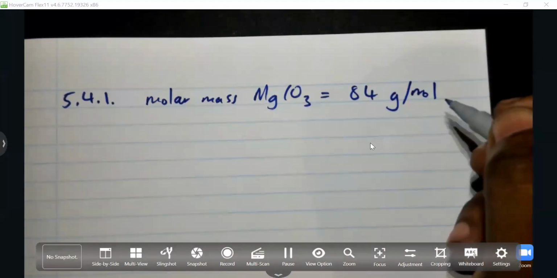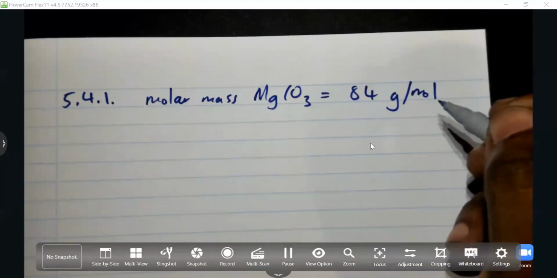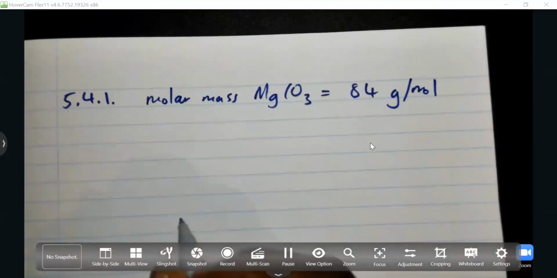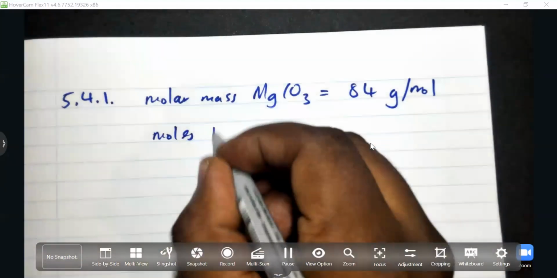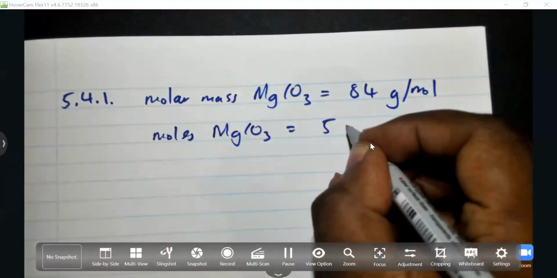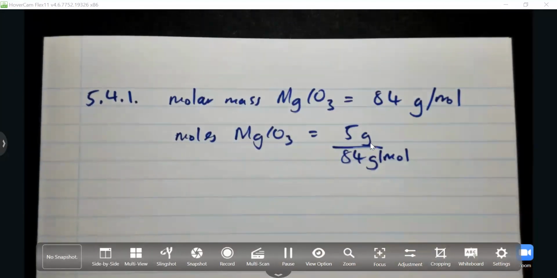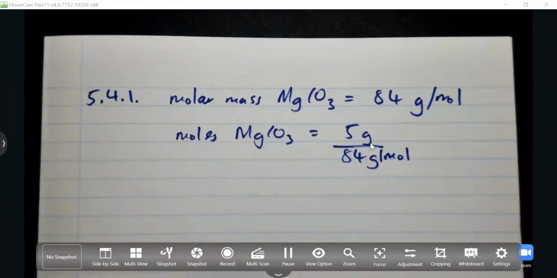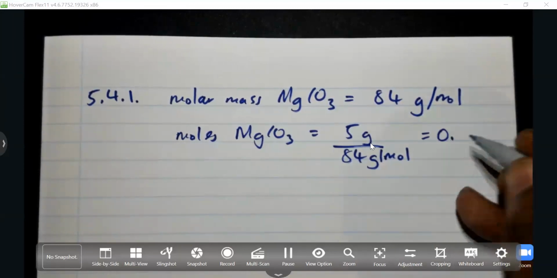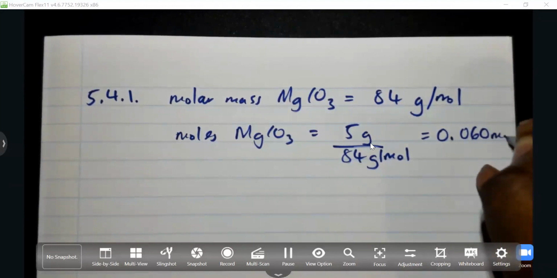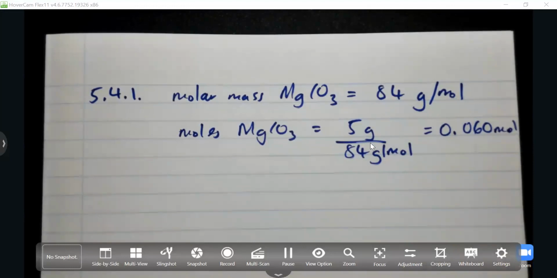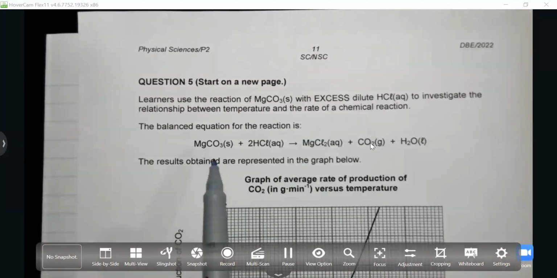Let me just confirm that actually. Yes. Okay. And so therefore, moles of MgCO3 is equal to 5 grams divided by my molar mass of 84 grams per mole. That gives 0.060 moles. All right, we have my moles of magnesium carbonate right over there.